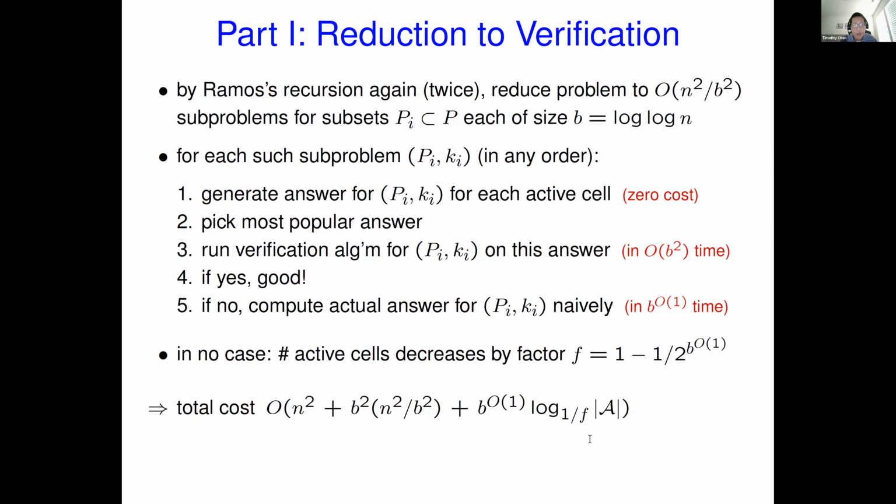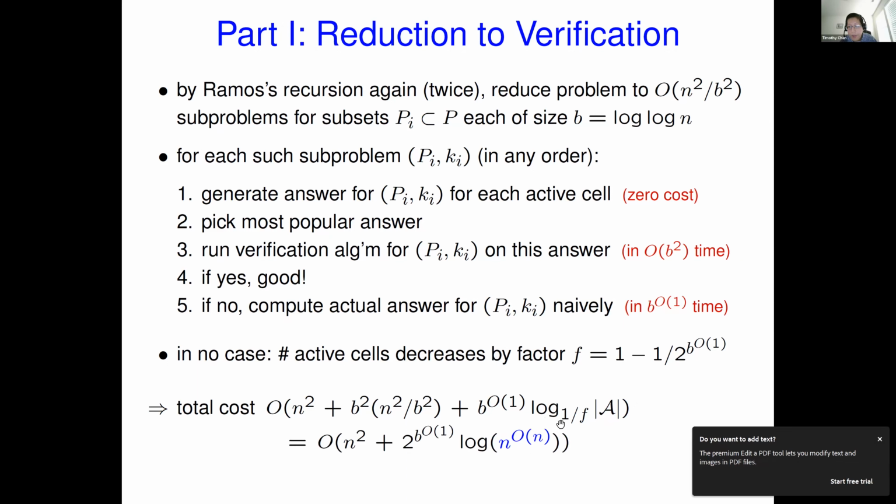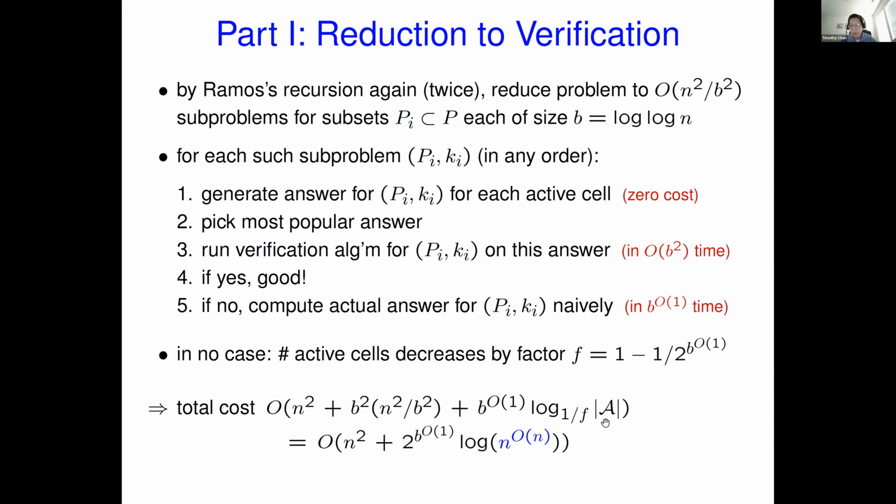So of course, the first two terms sum to n squared. What about the last term? Well, log base 1 over f. So you get a 2 to the poly b factor here, which seems huge, but remember b is very tiny, okay? And then log of the size of the arrangement. What's the size of the arrangement? We have said by Milnor's theorem, it's n to the order n. So this is n log n.